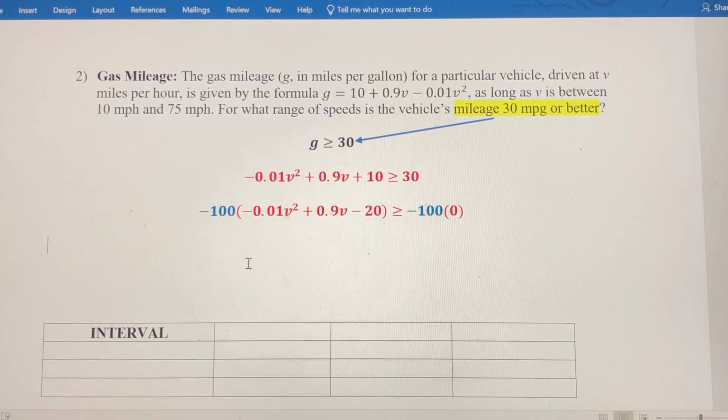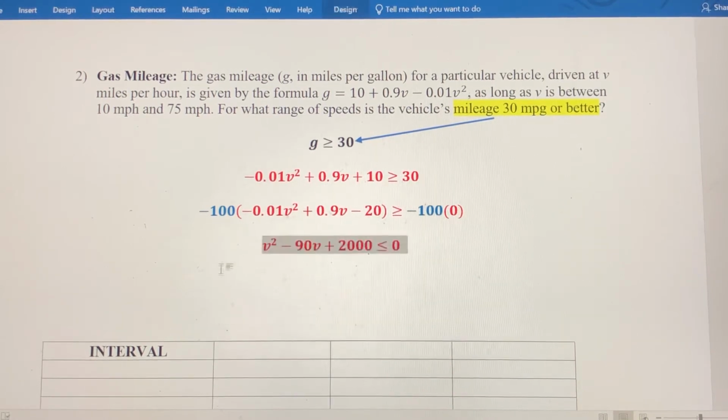Okay? So a negative 100 times this expression just gives me 1v squared. Okay? A negative 100 times 0.9v is negative 90v. A negative 100 times a negative 20 is a positive 2,000. Notice the inequality has to flip. I multiplied by a negative value.